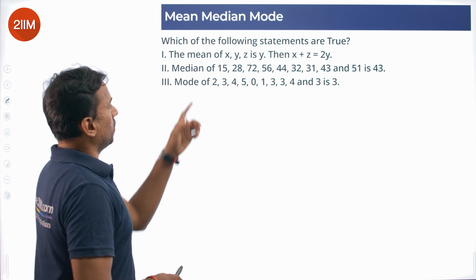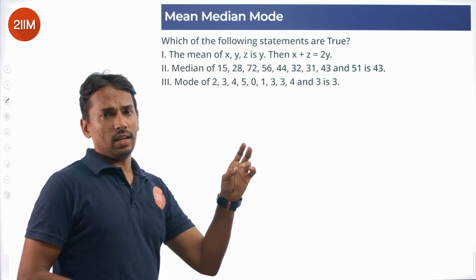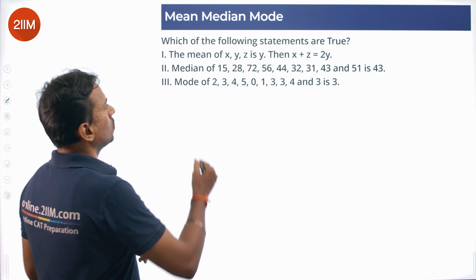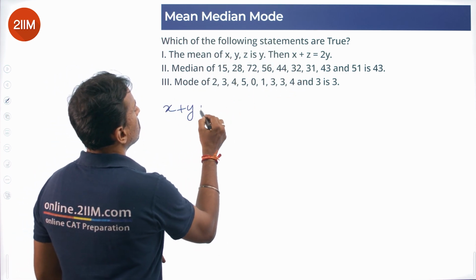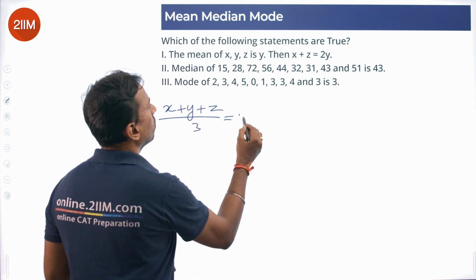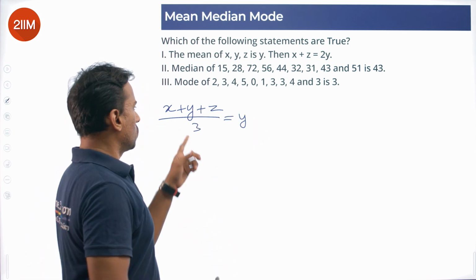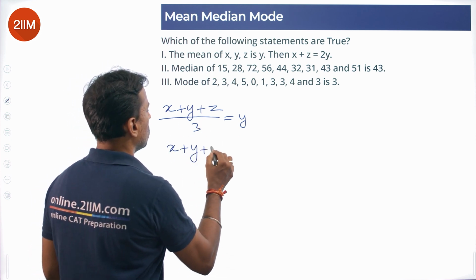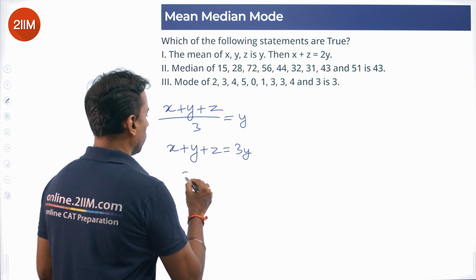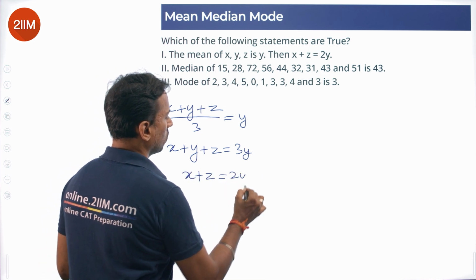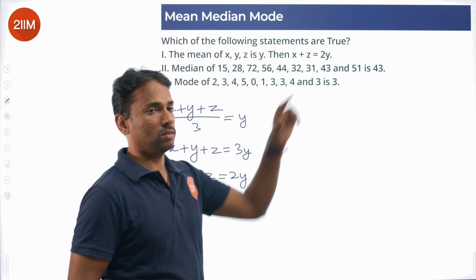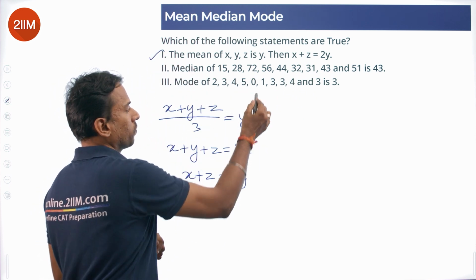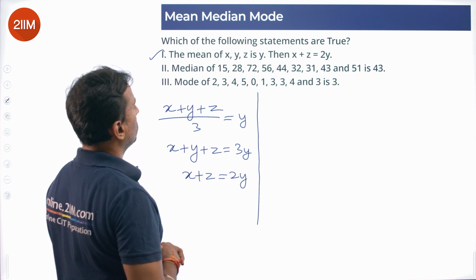The first one says the mean of these three values x, y and z is y, then x plus z is 2y. So x plus y plus z by 3 is equal to y. Mean means average, so the average is y. That means from this what we can tell is x plus y plus z is equal to 3y, or x plus z is equal to 2y. Which is what is given over here. So x plus z is equal to 2y, meaning the first statement is true. Correct. Now we'll check the second one.